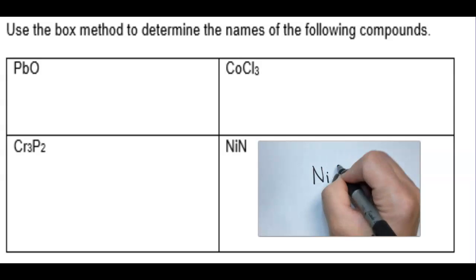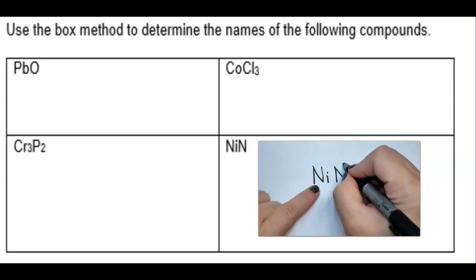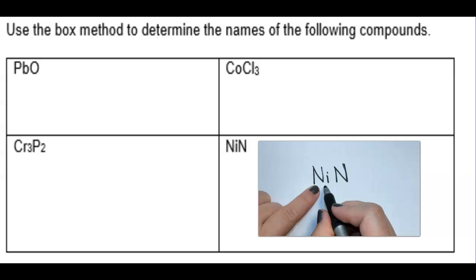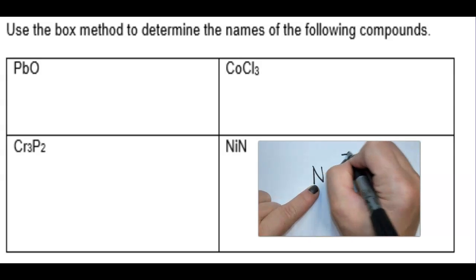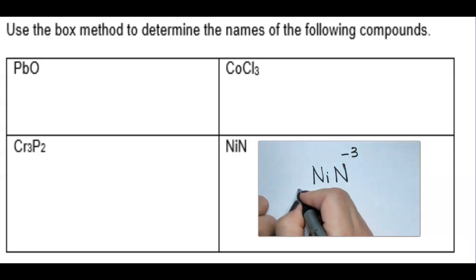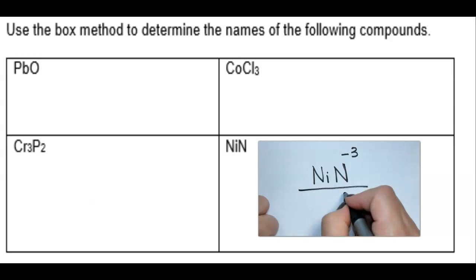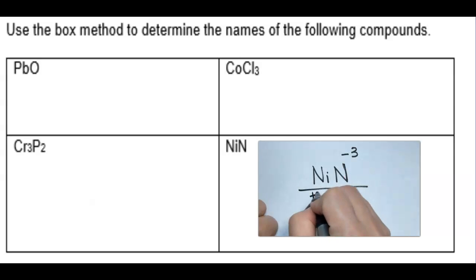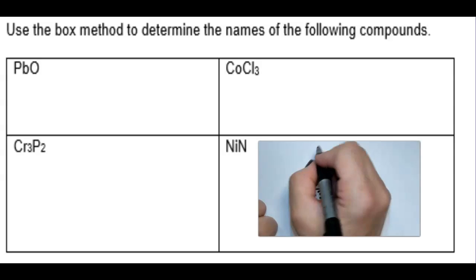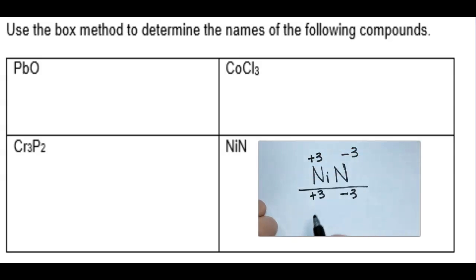Finally, NiN is nickel nitride, but what's the Roman numeral? What I know is this is -3. -3 times 1 is -3, which means this must be a +3. +3 divided by 1 nickel means that it's +3, and so this is nickel Roman numeral 3 nitride.